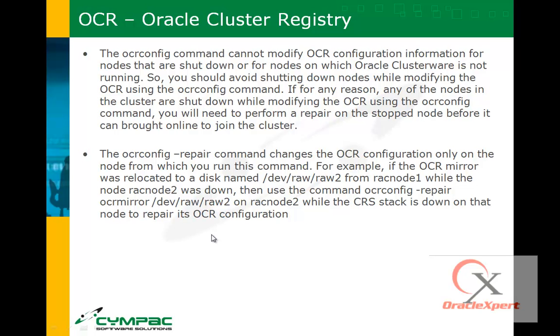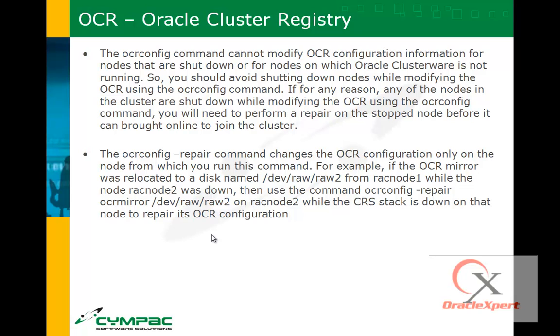That is what I have mentioned on this slide. The ocrconfig command cannot modify OCR configuration information for those nodes which were down or where the clusterware was not up and running. So you should avoid shutting down nodes while you are modifying the OCR location. If for some reason those nodes were down and you have already modified it, there is no reversal. You have to just perform the repair action on the beta node once it comes up and running. Otherwise it will never be able to read from the new location.